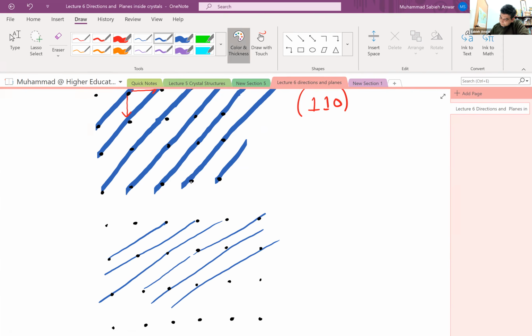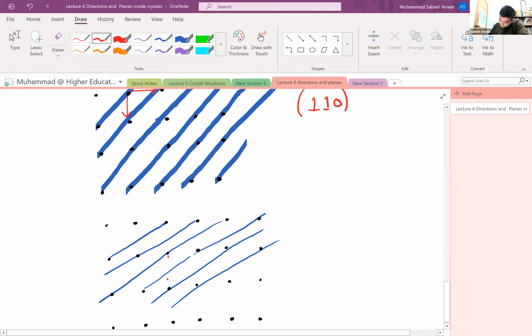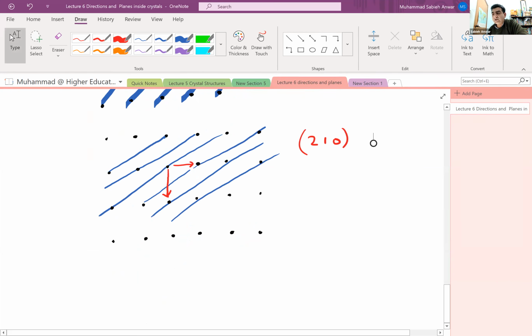Now I could do exactly the same thing. I move along X, I get two crossings. I move along Y, I get one crossing. So these are the Miller planes 2, 1, 0. These are the atomic planes 2, 1, 0.